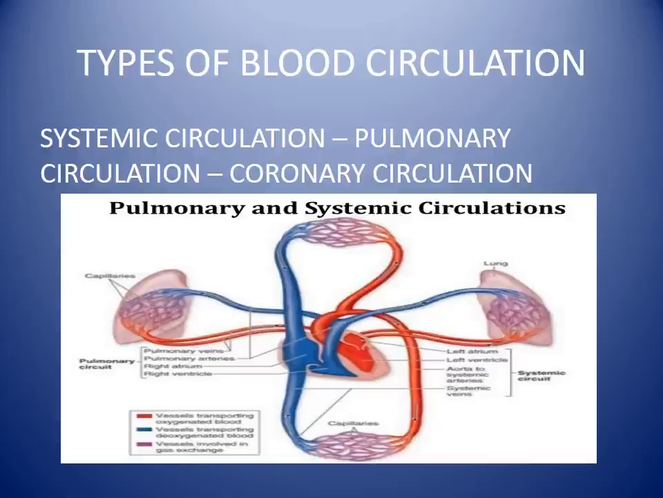Pulmonary circulation means the pulmonary artery arises from the right ventricle and reaches the lungs with deoxygenated blood. The pulmonary veins collect oxygenated blood from the lungs and supply it to the left atrium of the heart. Have you understood everybody? Pulmonary circulation.